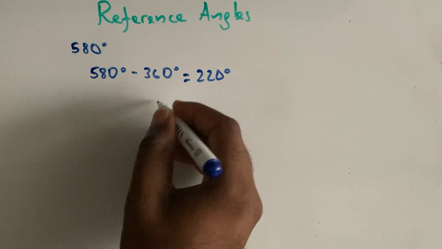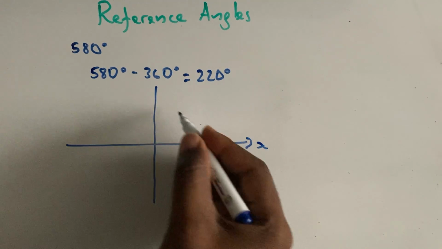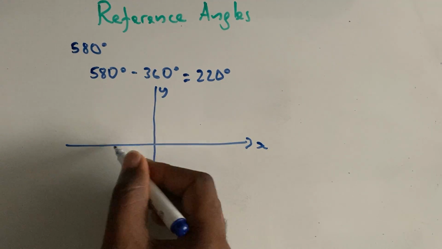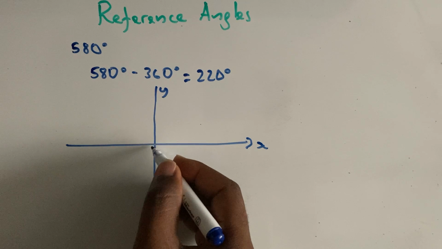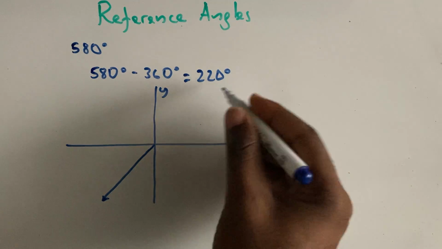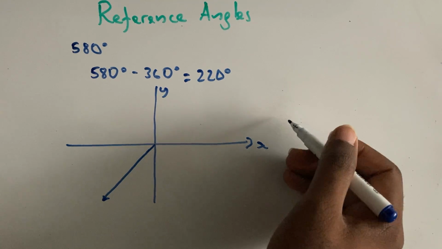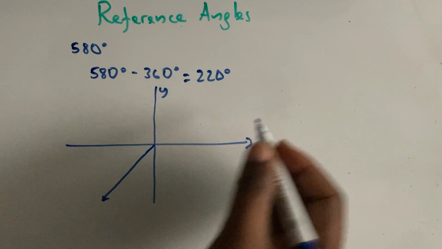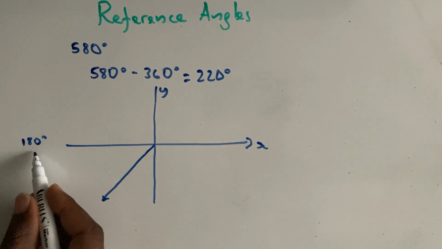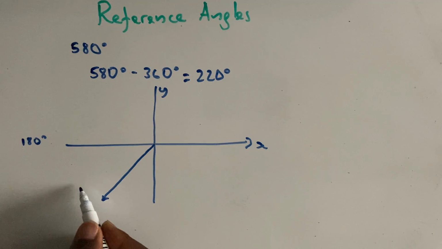So 220 degrees, we know where that is. We can actually draw this just to see exactly where it is. So we have X here, Y here, and we have 220. Remember, this part is 180. So 220 obviously will be somewhere here. The terminal side will be somewhere here. But 220, we can do 220 minus 180 to get the actual reference angle. Because 180 is right here, if we know it's 220, it's 40 more.